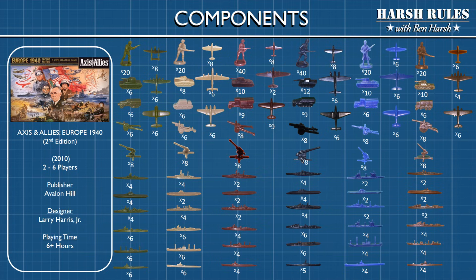The rules for Europe and Pacific 1940 are fully covered in the first two tutorials in the series. So if you only have one of these board games, you can refer back to those episodes for rules specific to that version. So with all that said, let's now jump in and learn how to play Axis and Allies Global 1940.